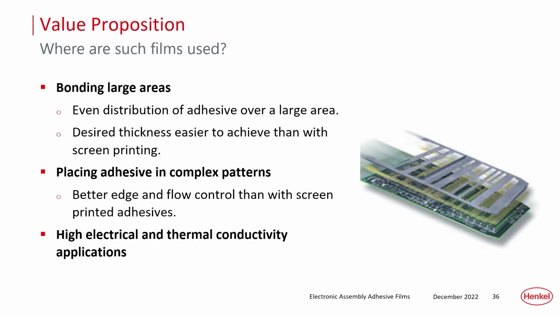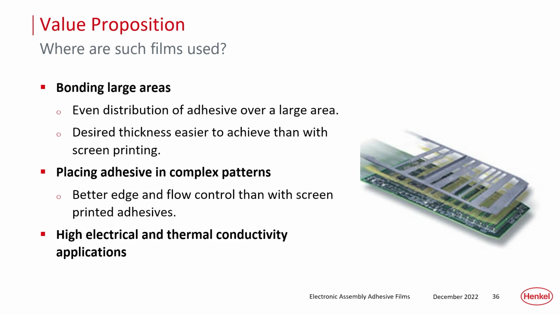So if we go on to the next one, where would you use such films in a bit more detail? Well, specifically with large areas really, where it's important to get a uniform distribution of adhesive over that large area, and also to control the bond line thickness, consistent around the bond line, but also from one part to another. And that with a film is controlled by the thickness of the film. So really you're pushing that quality control back to the supplier rather than having to do it yourself.